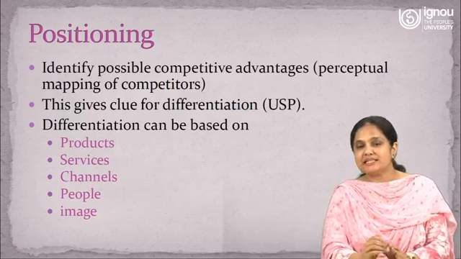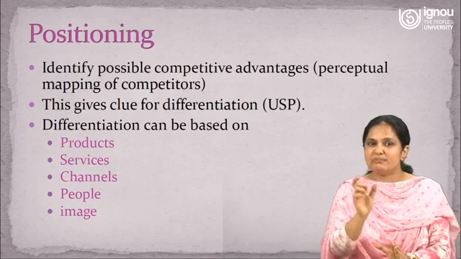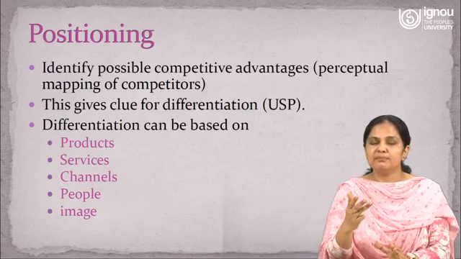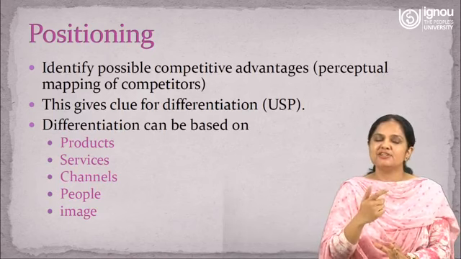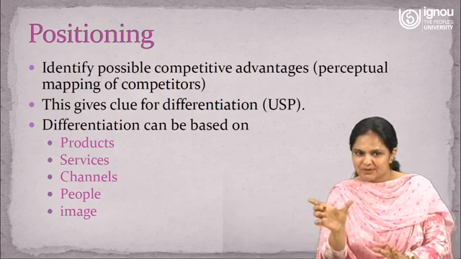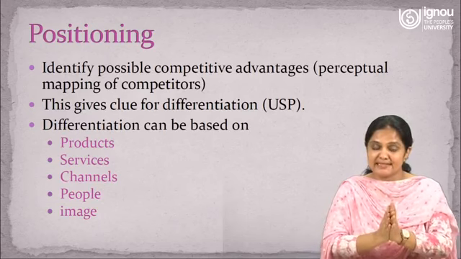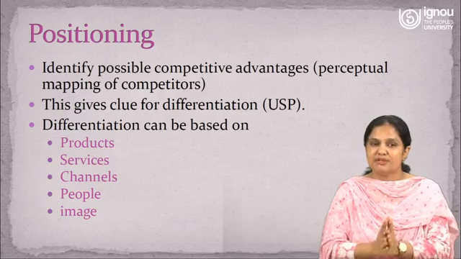So differentiation is important in commodities, and differentiation can be based on products, services, channel, people and image. You can differentiate on the basis of products, on the basis of services, whatever your offering is, maybe the channels you are using to reach the customers, the people, the salespeople that you are using to communicate to the customers, and the image, right?